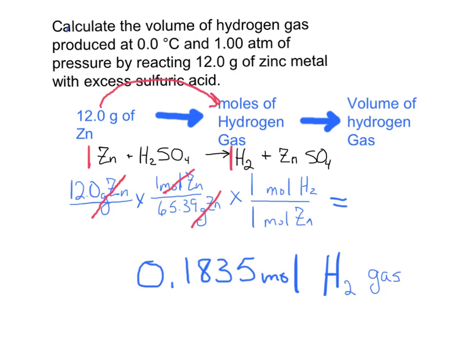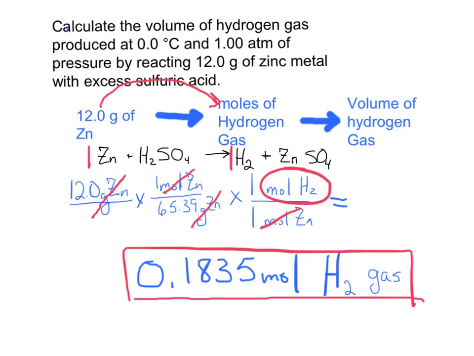So we're going to look at the units here in our dimensional analysis and see that our answer comes out in moles of hydrogen. And in fact, the answer at this point is 0.1835 moles of hydrogen gas. Now we're going to take that on to the next page, just like this, and do the gas law part.